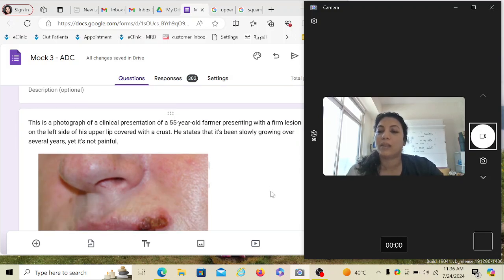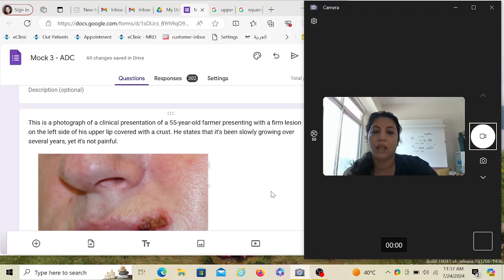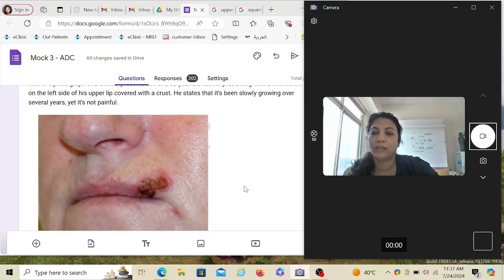So let's see. This is a photograph of a clinical presentation of a 55-year-old farmer presenting with a firm lesion. Now they have mentioned the word farmer. Why is that farmer a very important word? It means he's out in the fields, he's out in the sun, and you have to remember that Australian sun is very harsh. The lesion is on the left side of his upper lip, covered with crust. He states that it's been slowly growing over several years, yet it's not painful.